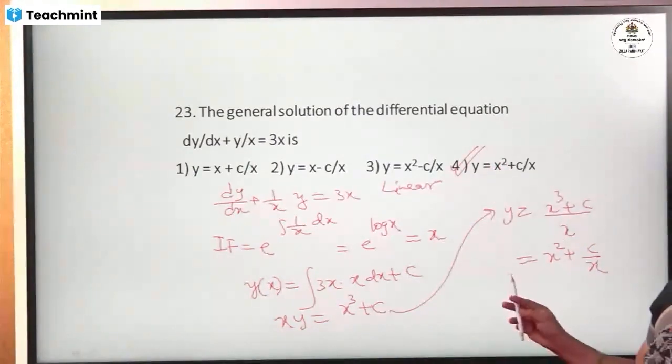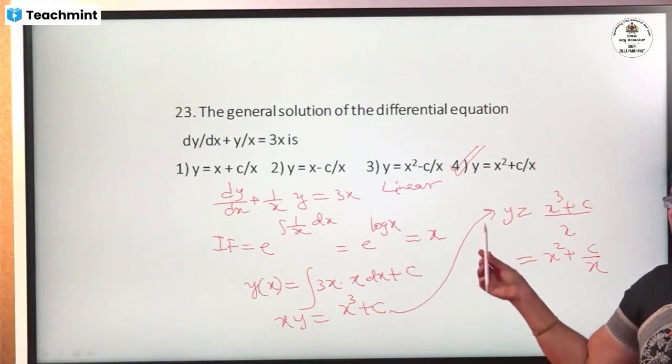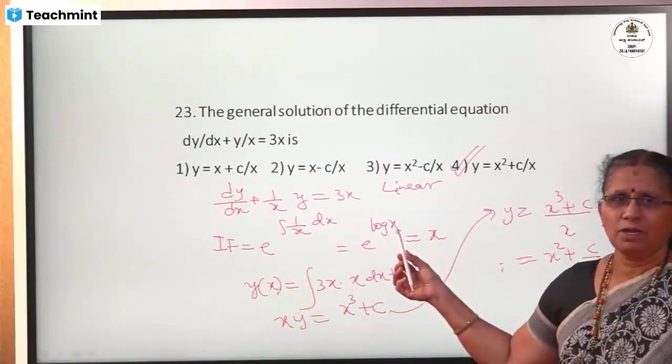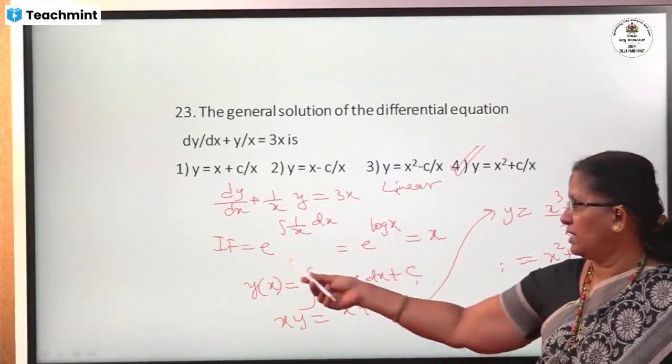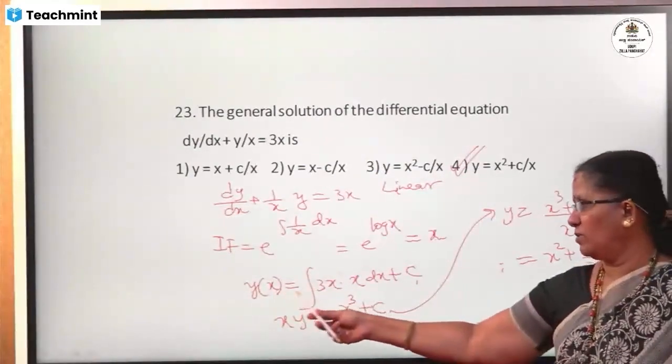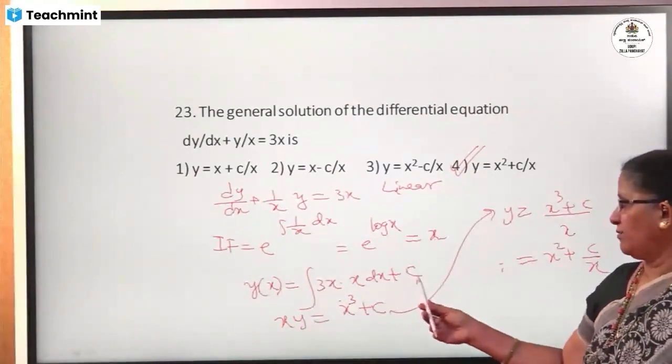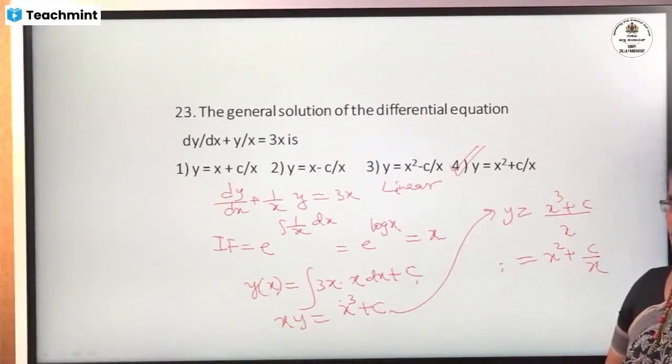Can you see that the solution is so simple? So don't leave this topic, you just need to brush up, that's all. Only two steps. So integrating factor is x, y into integrating factor equal to integral of q into integrating factor plus c, that's all. Okay.